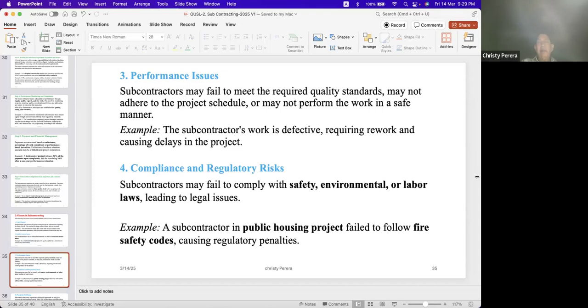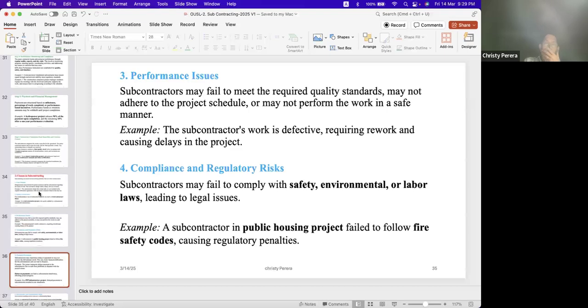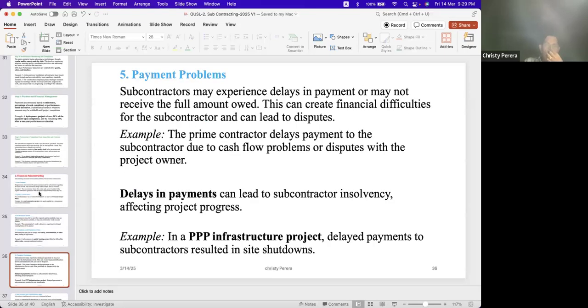So, causing regulatory penalties, and legal action others can take. Payment problems. Delays in payments can lead to subcontractor insolvency, affecting project progress. If you don't pay the subcontractor, or if you delay payment, then he won't be able to do anything. He won't be able to pay his workers, and he won't be able to buy materials, right?